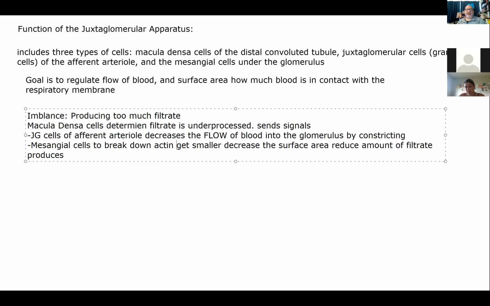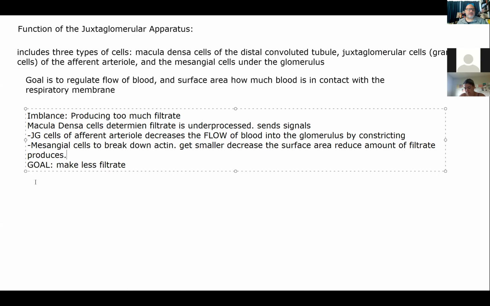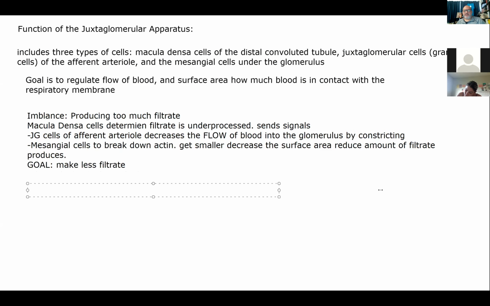And when they break down that actin, they get smaller, they decrease the surface area, and we've then, with these two processes, accomplished our goal. Our goal in this case was to make less filtrate and bring it back into balance. I can bring that up there so I have room. Remember, it works the other way as well.